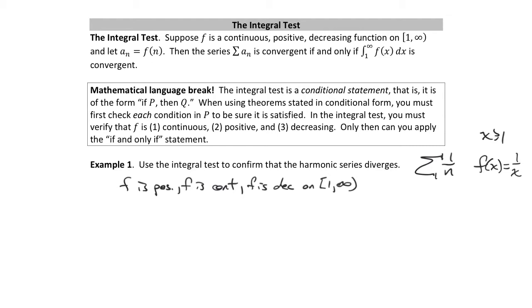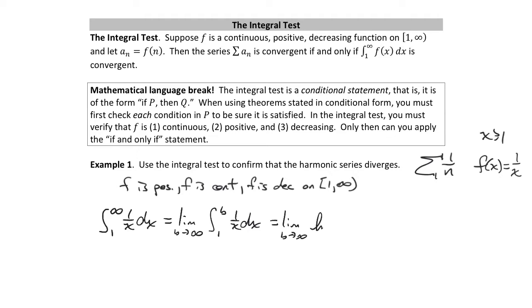Our series will converge if and only if the integral converges. So let's look at the integral. I want the integral from 1 to infinity of 1 over x dx. Well, this is an improper integral, so we have to write it as the limit as b goes to infinity of the integral from 1 to b of 1 over x dx. The antiderivative is the natural log of x, which we evaluate from 1 to b. We substitute those values in, and we end up with the natural log of b minus the natural log of 1.